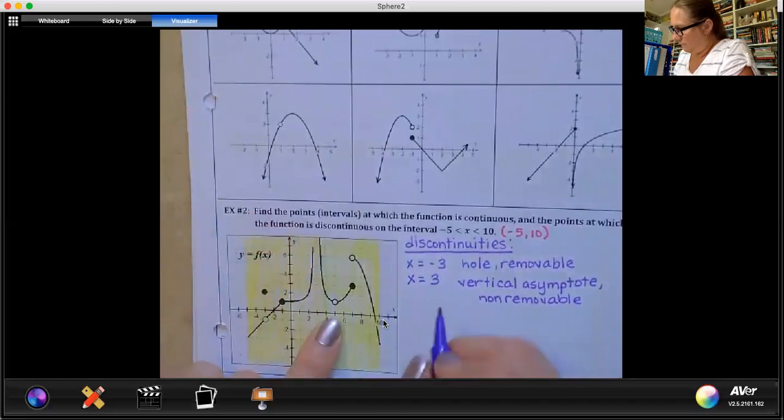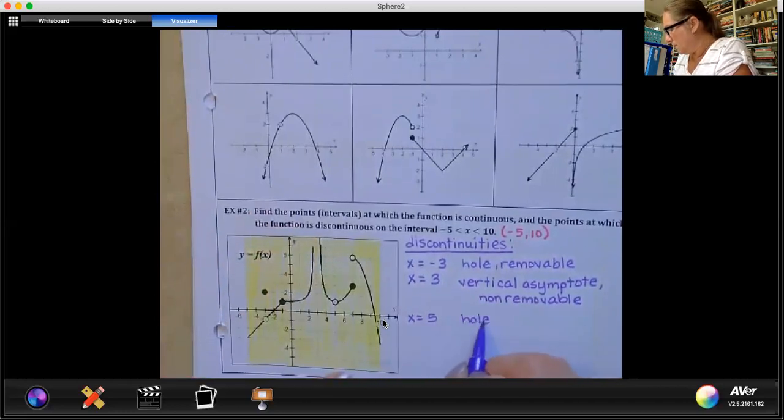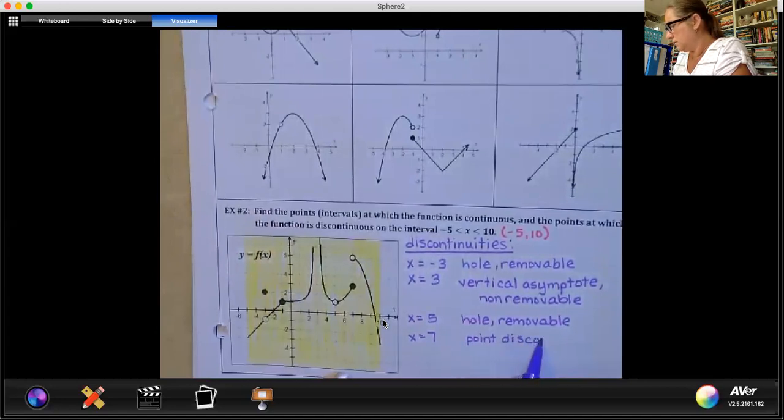Then at 5, you have a hole, which is removable. And then at 7, you have a point discontinuity with a jump, which makes it non-removable.